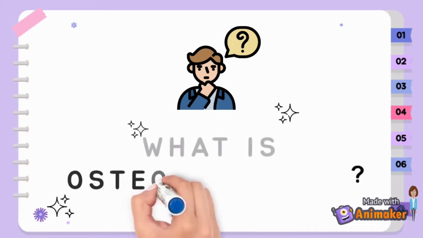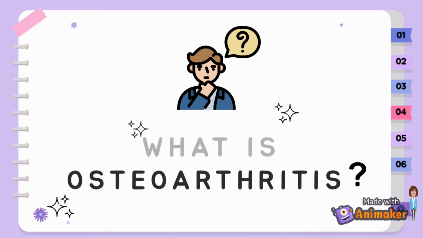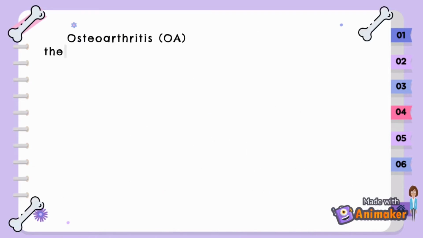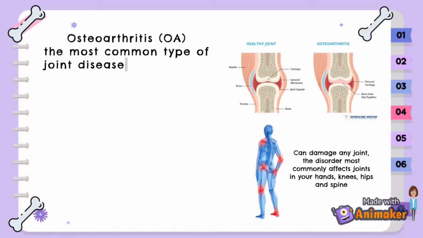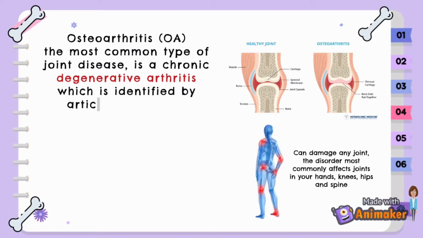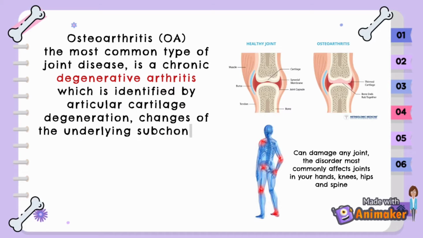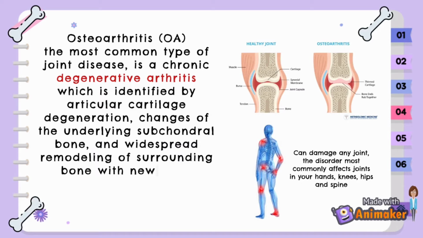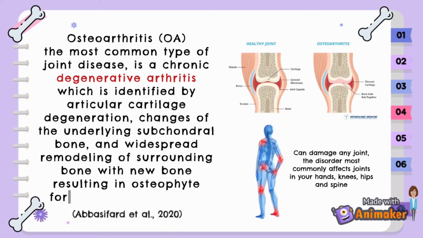Guys, do you know what is osteoarthritis? Osteoarthritis, the most common type of joint disease, is a chronic degenerative arthritis which is identified by articular cartilage degeneration, changes of the underlying subchondral bone, and widespread remodeling of surrounding bone, with new bone resulting in osteophyte formation and synovitis.